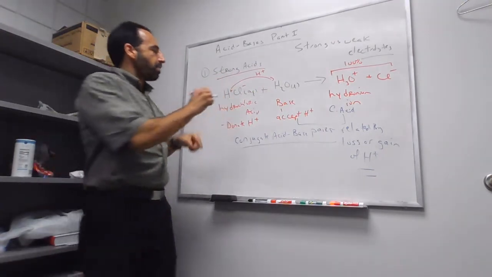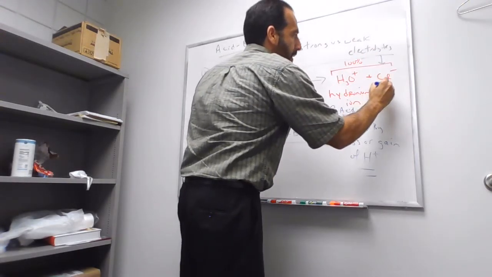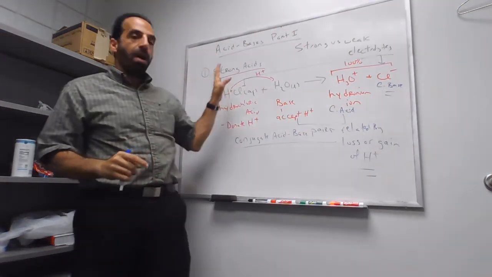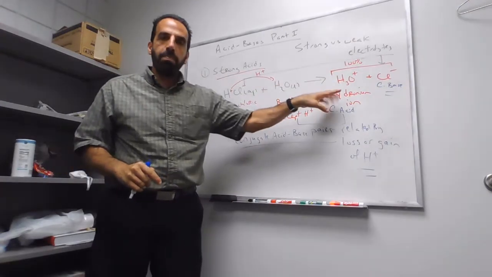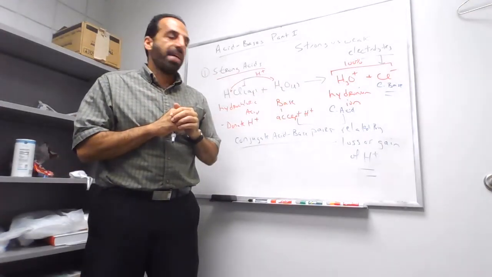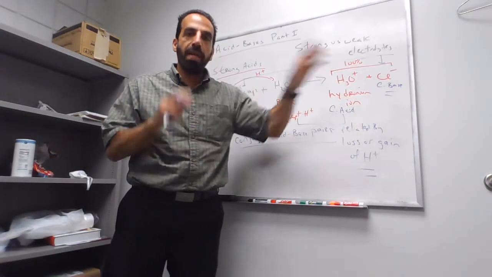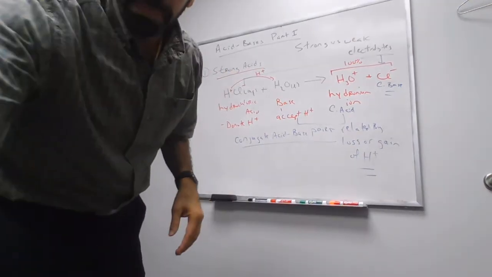Same thing, hydrochloric acid, it's an acid here. It's going to be a conjugate base here. So hydrochloric acid lost an H+, so that's going to be its conjugate base. Water picked up an H+, that's going to be its conjugate acid. So the conjugate acid is the one that gained an H+, the conjugate base is the one that lost an H+ from the reactants.